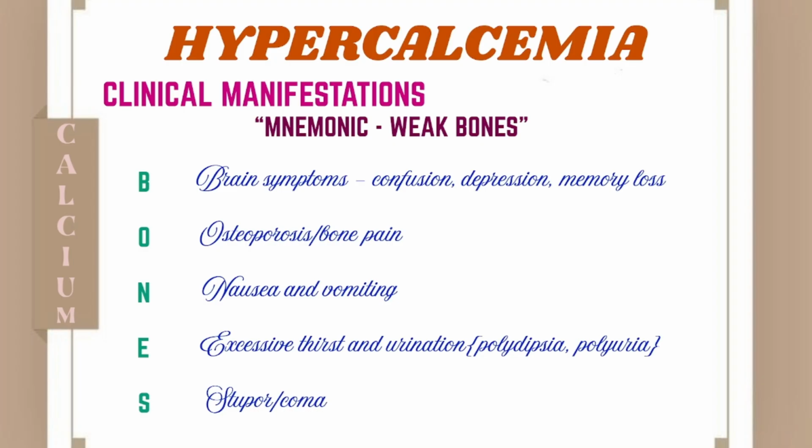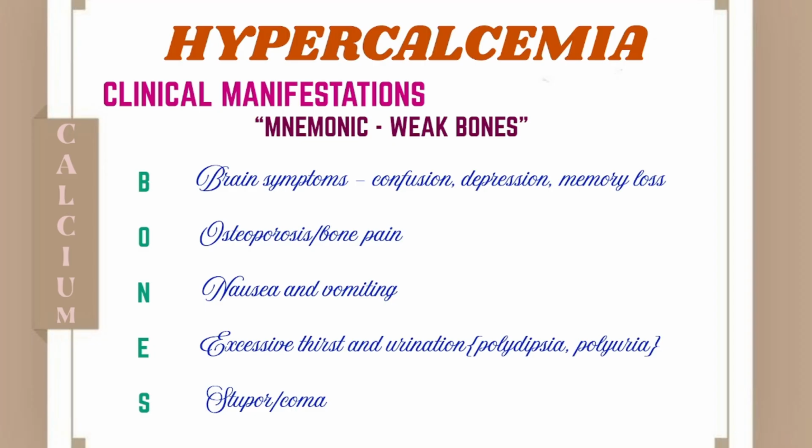S stands for stupor or coma, which will occur in the condition of severe hypercalcemia, and severe hypercalcemia is a life-threatening condition. So these are the clinical manifestations for hypercalcemia, which we can remember with the mnemonic weak bones: weakness, ECG changes, abdominal pain, distension, arrhythmias, absent deep tendon reflexes, kidney stones, brain symptoms, osteoporosis, nausea and vomiting, excessive thirst and urination, stupor, and coma.